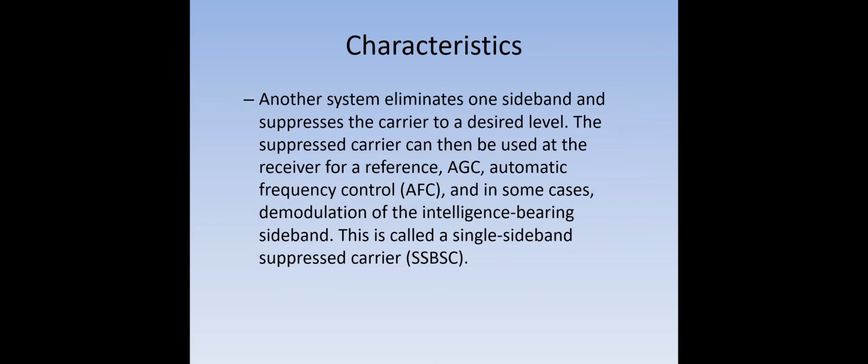All right, so another system eliminates one sideband and suppresses the carrier to a desired level. The suppressed carrier can then be used at the receiver for a reference or automatic gain control, and also automatic frequency control, and in some cases for demodulation of the intelligence-bearing sideband. This is also called single sideband suppressed carrier. So you will need to know this. Please remember that all this stuff in the PowerPoint is testable material, because we don't have time to cover all the different types of frequencies and so forth as far as design is concerned, but you do need to know and understand the terminology of it.